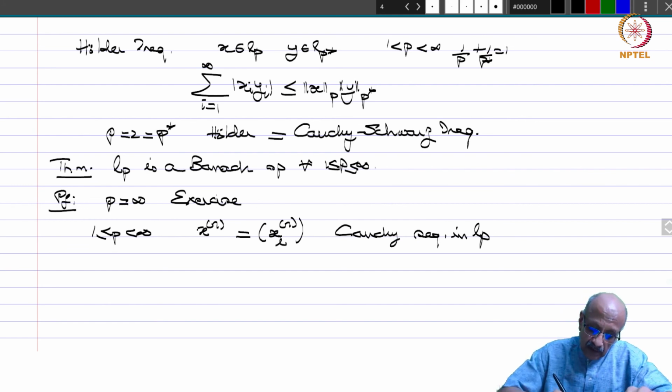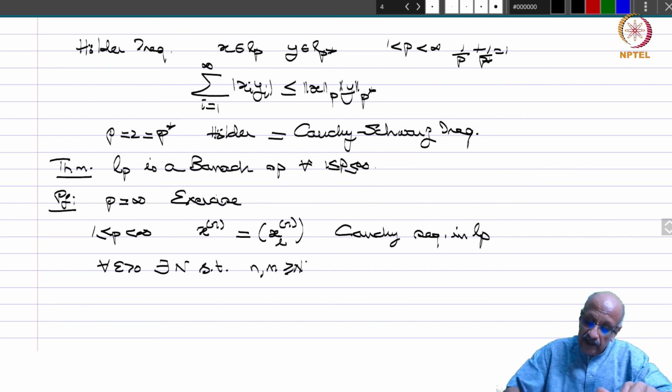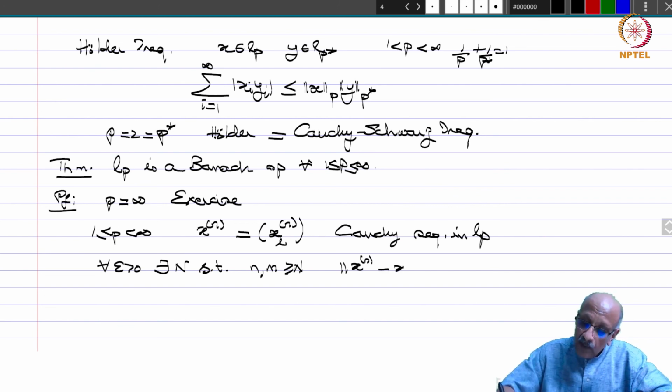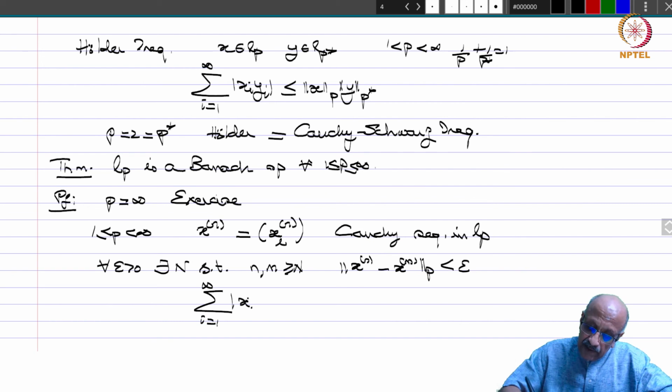What does it mean? For every epsilon, there exists a capital N such that if n, m are greater than or equal to capital N, we have norm x_n minus x_m in p is less than epsilon. In other words, the sum from i equals 1 to infinity of |x_n^i - x_m^i|^p is less than, say, epsilon^p.